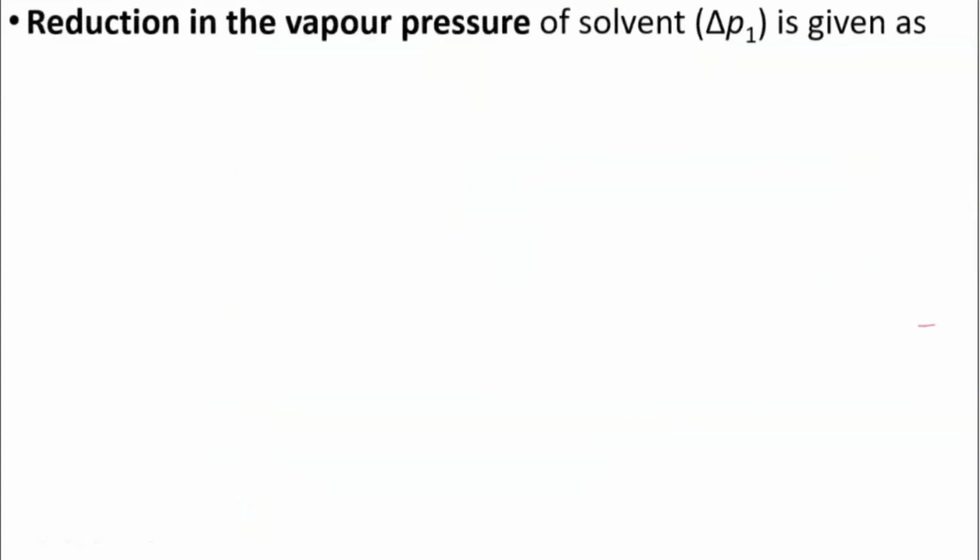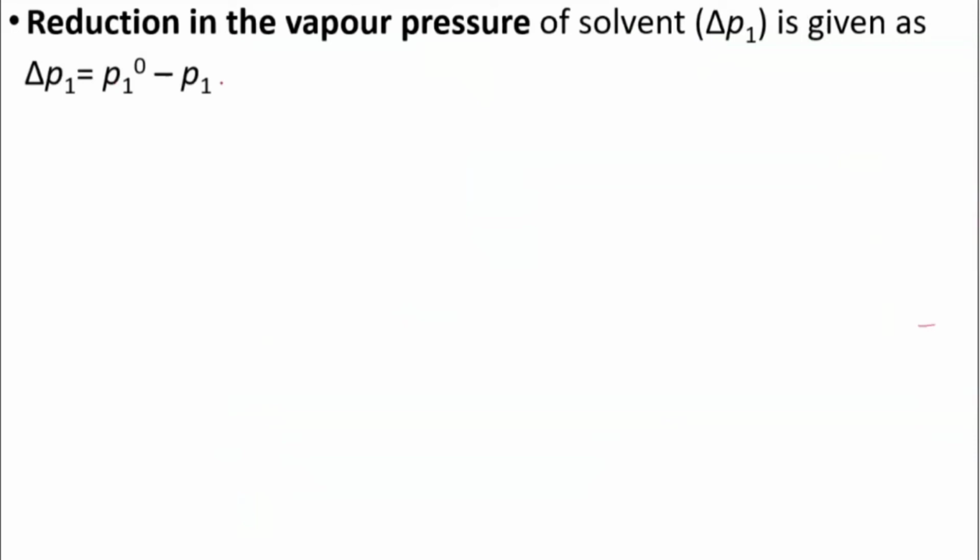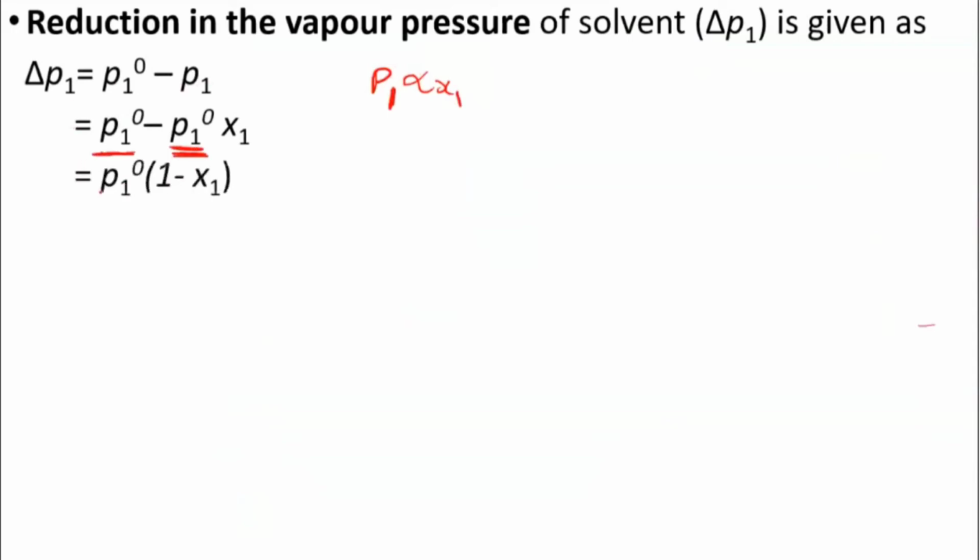Yes, then we calculated this, no? Mathematically, we went to the calculation. So I can write a reduction, what I wrote, P1 naught minus P1, as delta P1. It's a change which has happened. So delta P1 is equal to P1 naught minus P1. And you know what P1 is? P1, the vapor pressure of the solution, is directly proportional to the mole fraction X1. When you remove the proportionality sign, you get P1 naught. That we have substituted. And then we remove the common terms. P1 naught is common. You take that as common, and the remaining is 1 minus X1.